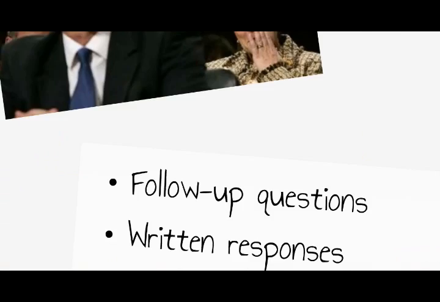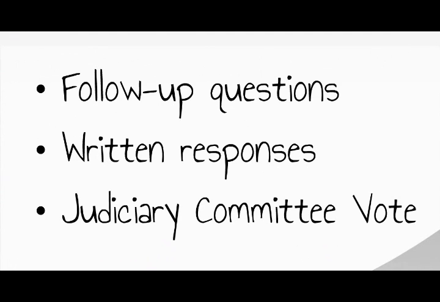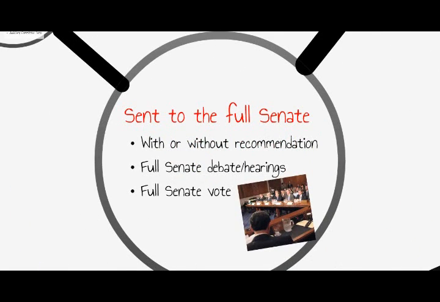After the hearing, senators have a week in which to submit follow-up questions to the nominee, who then submits written responses. Next, the Judiciary Committee votes to send the nomination to the floor of the Senate for consideration. When the nomination gets to the Senate, it can come with or without a recommendation. The full Senate will then conduct its own debate and hearings. Finally, barring any filibusters or threats of filibusters, the full Senate will vote on the nomination. A bare majority will take the day.